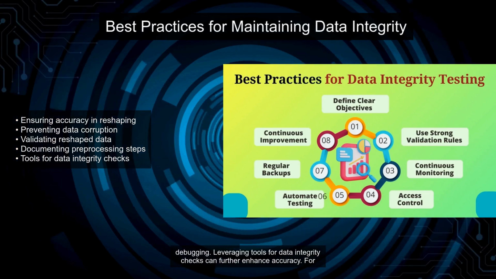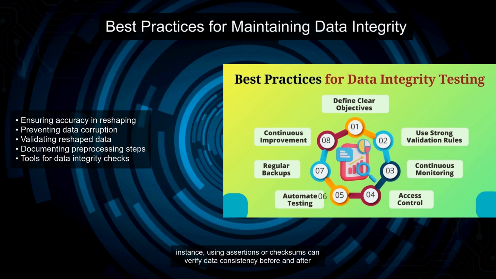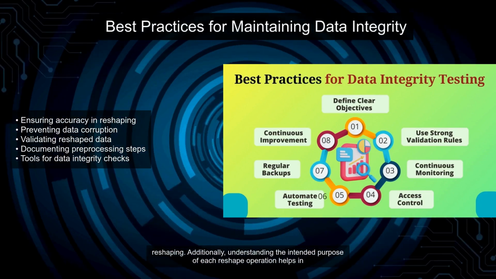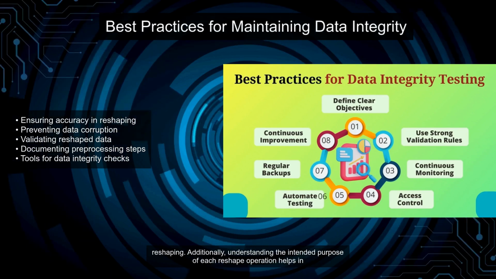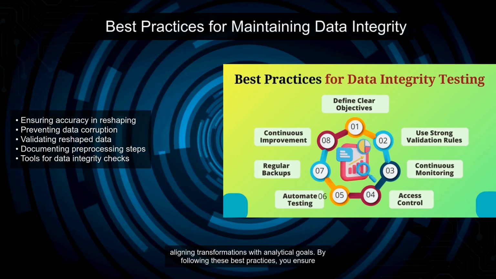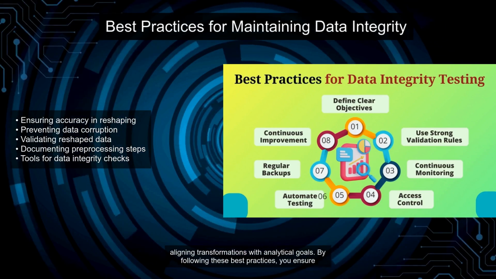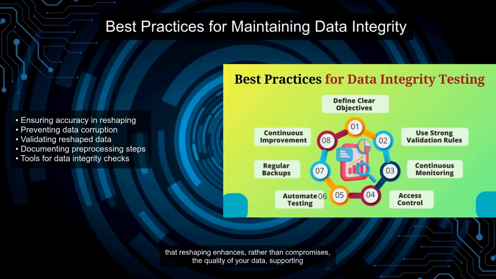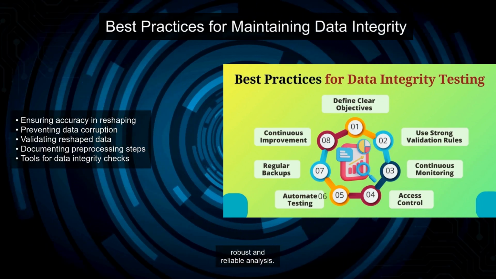Leveraging tools for data integrity checks can further enhance accuracy. For instance, using assertions or checksums can verify data consistency before and after reshaping. Additionally, understanding the intended purpose of each reshape operation helps in aligning transformations with analytical goals. By following these best practices, you ensure that reshaping enhances, rather than compromises, the quality of your data, supporting robust and reliable analysis.